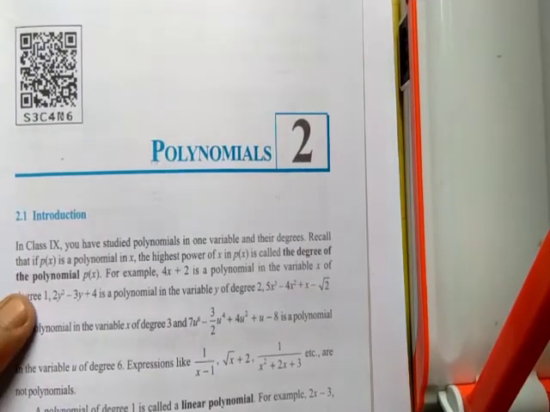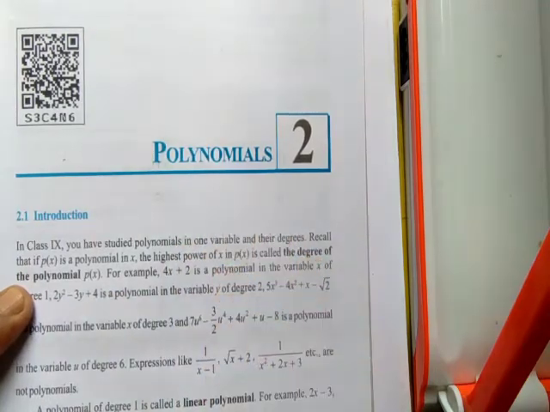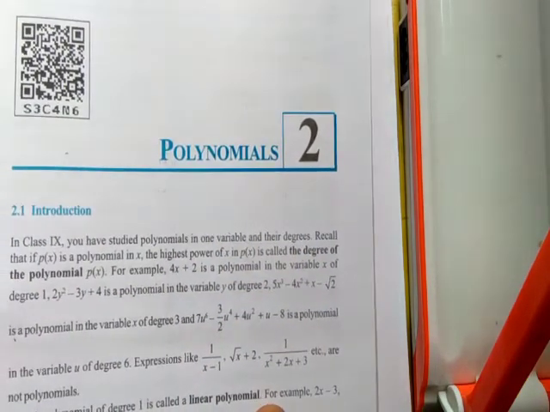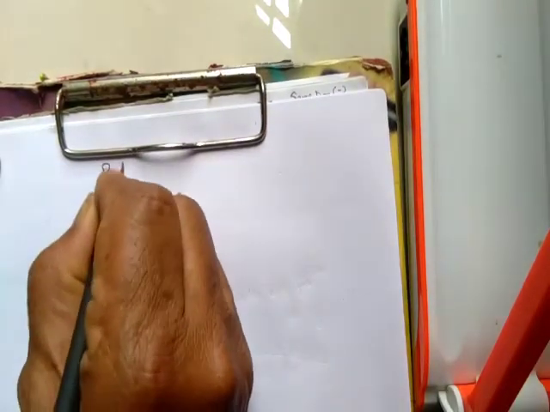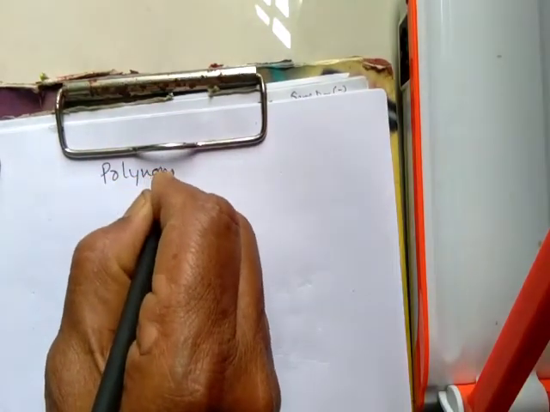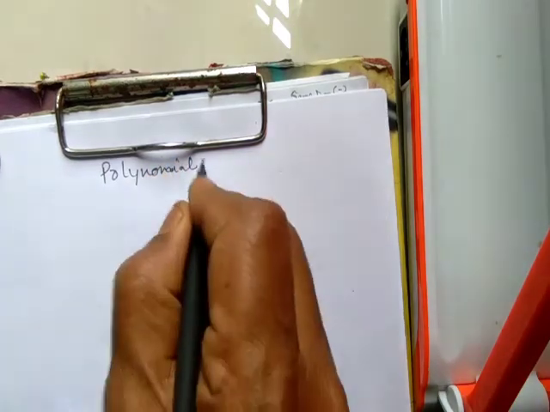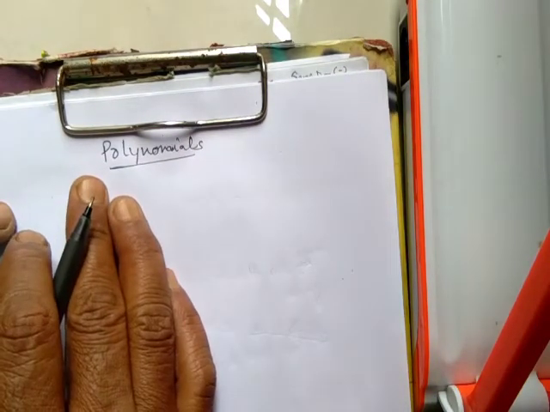Next, chapter 2, polynomials. What is a polynomial actually?